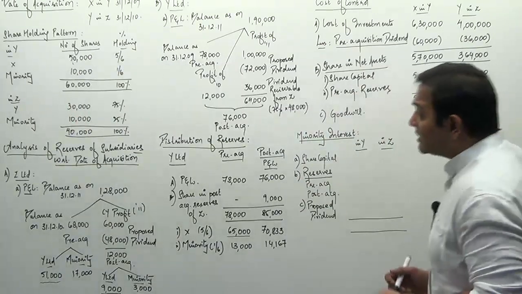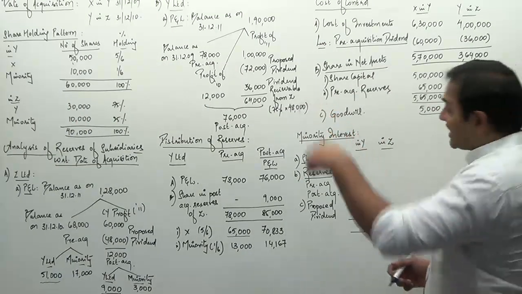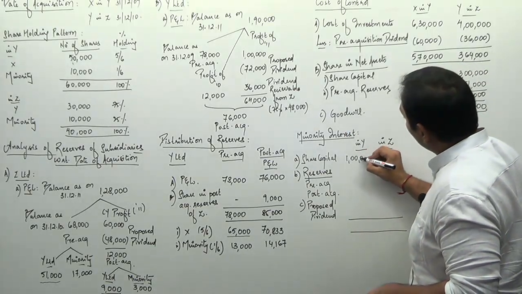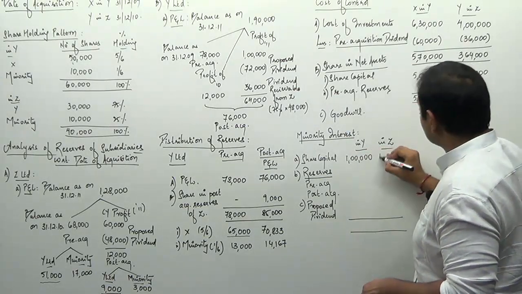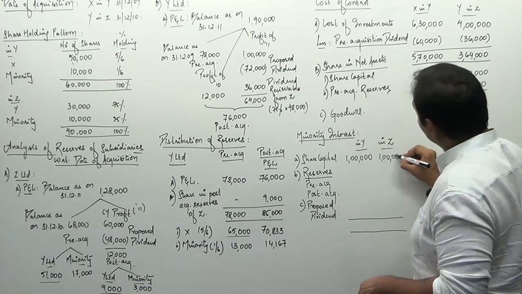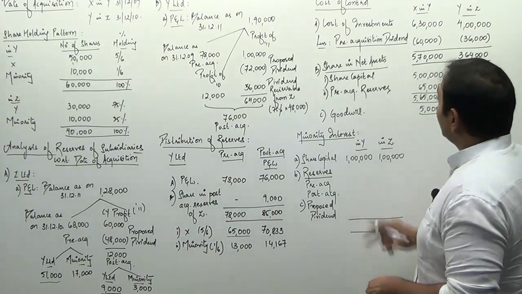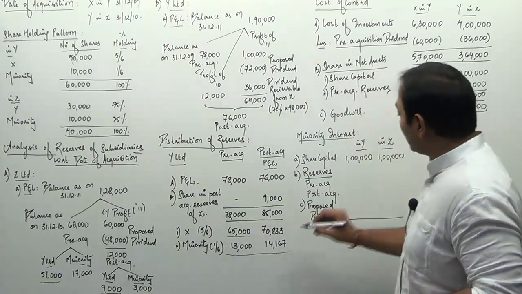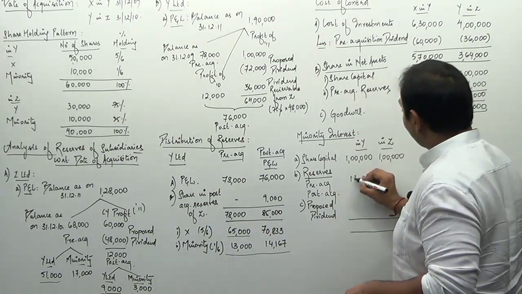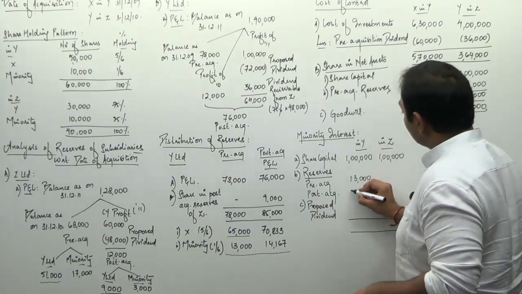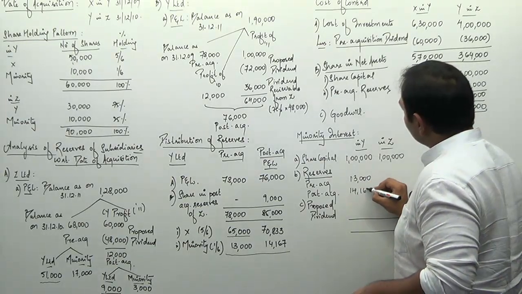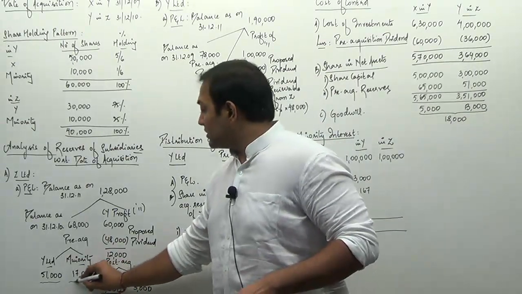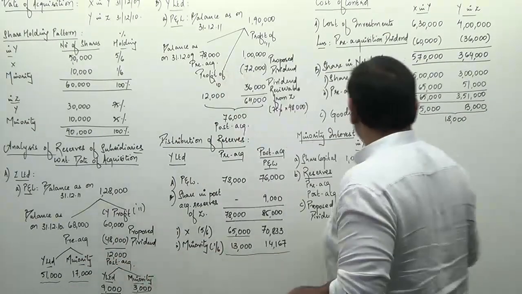Come to the share capital. Check the number of shares held. Number of shares in Y, 10,000 shares, 1 lakh. In Z, 10,000 shares, again 1 lakh. Each share is 10 rupees. Come to the reserves. Reserves in Y, 13,014,167. In Z, 17,000 and 3,000.